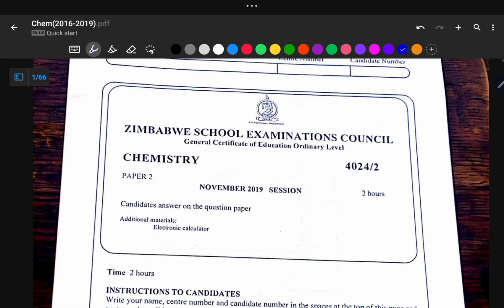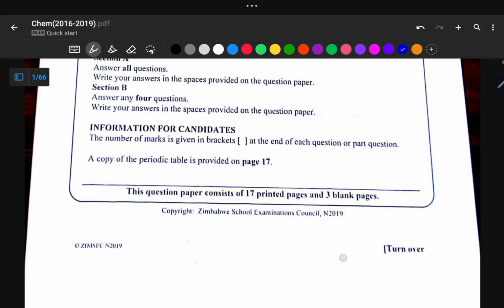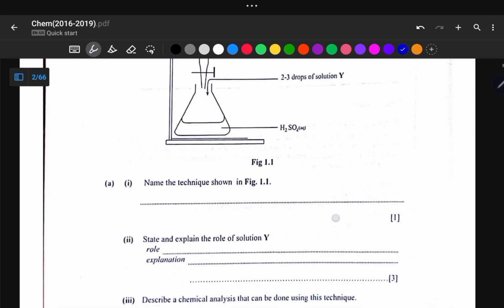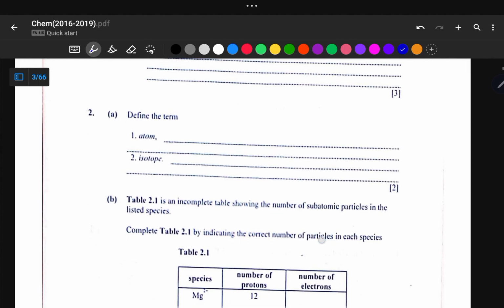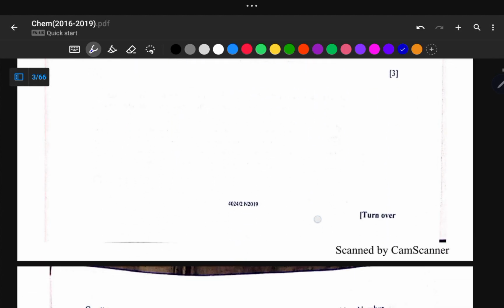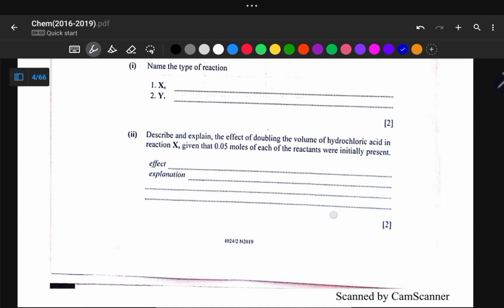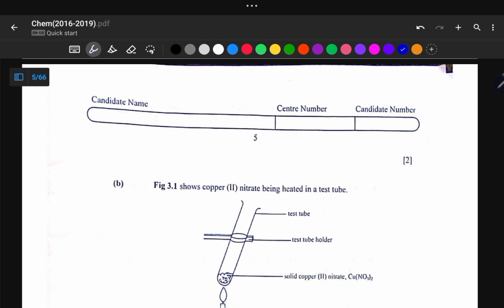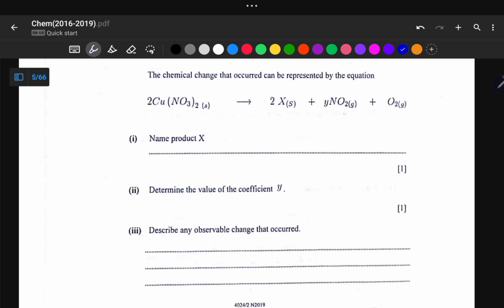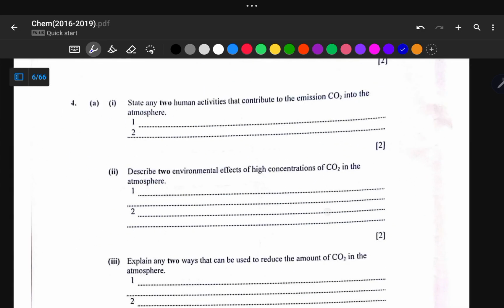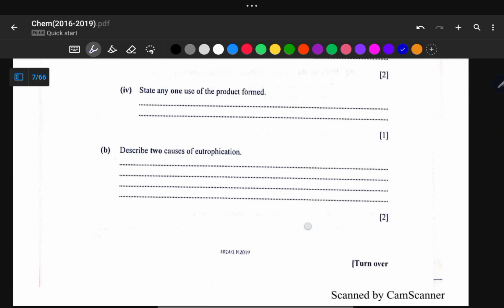So we'll be using the November 2019 O-level ZIMSEC paper, right? That's the paper we're going to use for the session. And also remember that in our previous sessions we did these questions. So if you were not present in the session, you can go and check our playlist on YouTube, right? So we are on number 6, right?